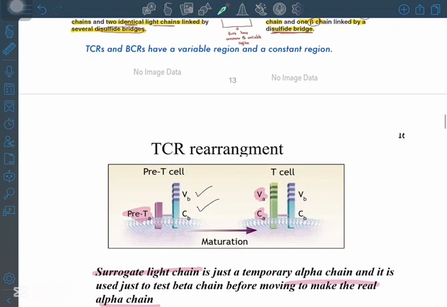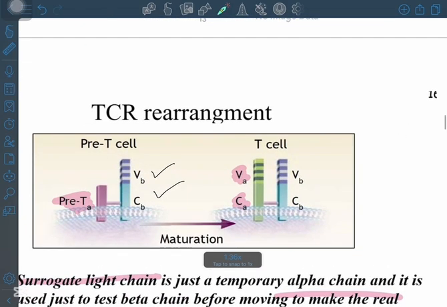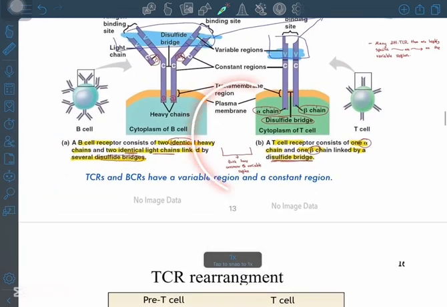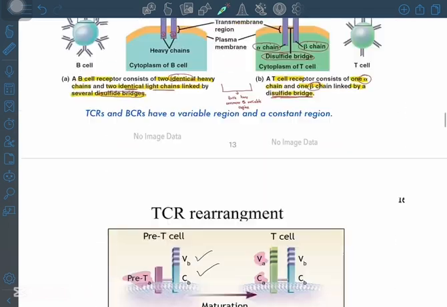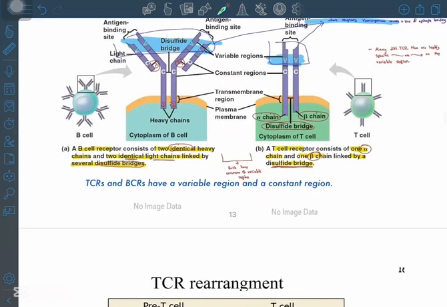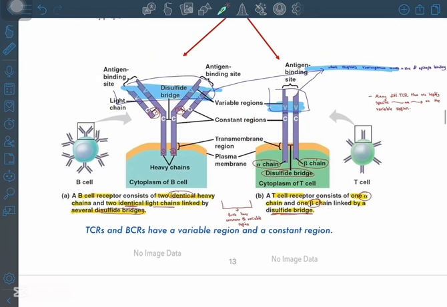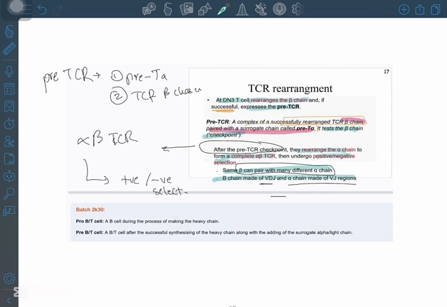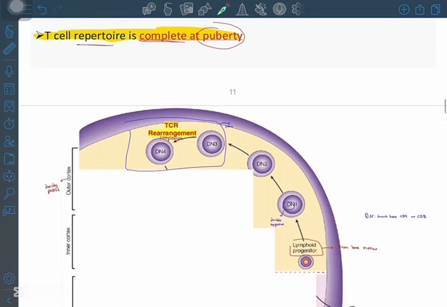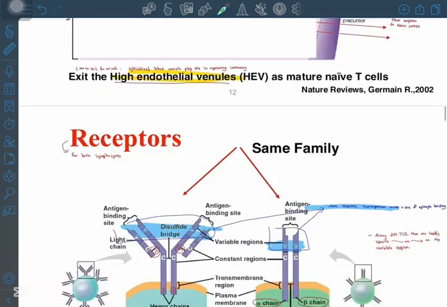I always want you to remember that the region that binds to the lymphocyte itself is the constant region, as you can see here. Okay, the constant region. And always the site that binds to the antigen is the variable region. Regarding the TCR rearrangement, at DN3, the stage that is in the picture, the one that I told you is most important.